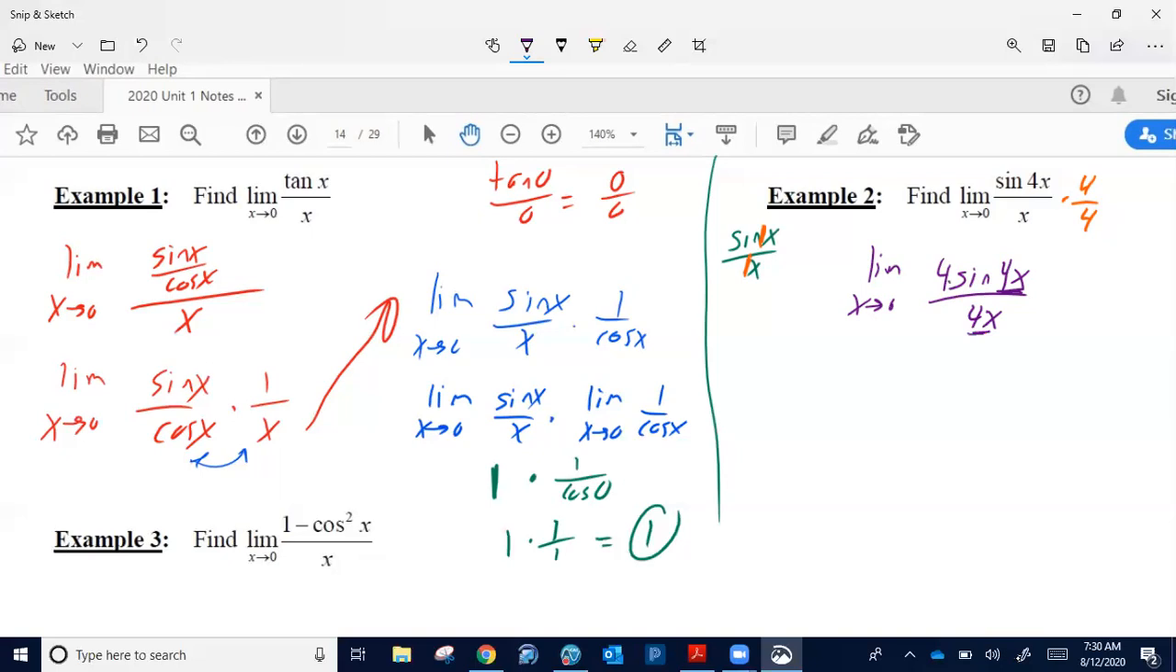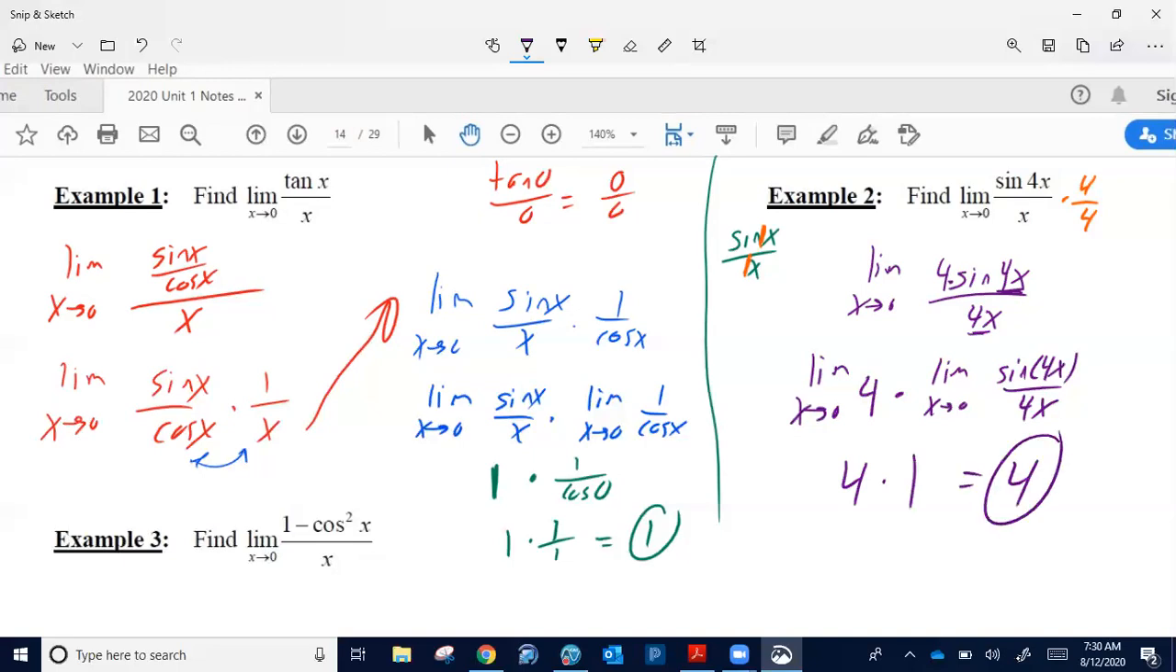I can split this into two pieces where I have the number 4 as a limit and then the sine 4x over 4x as its own limit where they're multiplied together. Limit x approaches 0 of the number 4 times limit x approaches 0 of sine 4x over 4x. So that's going to give us a 4 for the constant. Sine 4x over 4x is going to give us a 1, and 4 times 1 is 4.